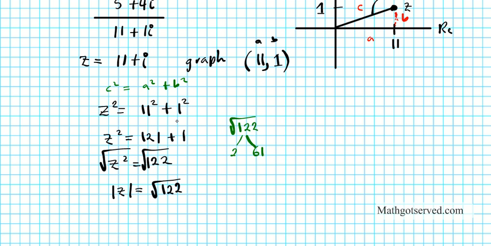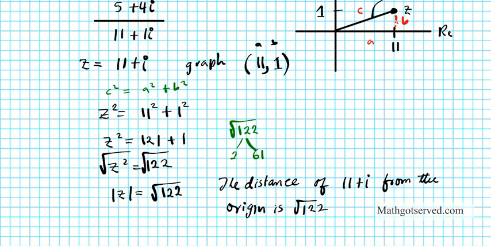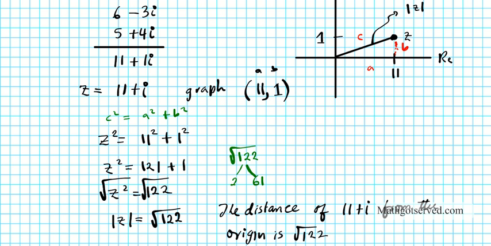Alright, so let's write down what this answer means. The answer means that the distance of 11 plus i from the origin is root 122. Okay, you're expected to include all of this in your solution. Geometrically speaking, absolute value of z right here, which is the distance from the origin, equals the square root of 122, and this z right here is your complex number 11 plus i. Alright, so there you have it.